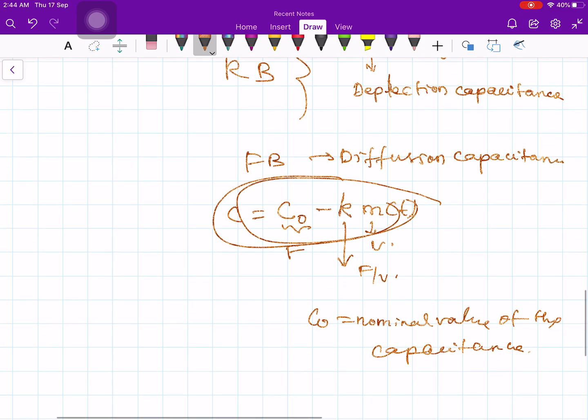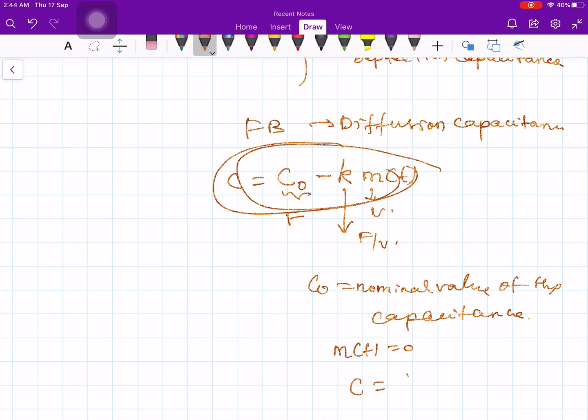Let's say m of t is equal to 0. If you didn't apply the voltage, let us take m of t equal to 0. Therefore C is equal to C naught. And as you apply an external voltage, it varies in this manner, C naught minus K times m of t. So if this is the message signal m of t, and you apply m of t across the reverse biased junction, this will create a capacitance variation. It will not be such a nice linear relation, but let us assume for the time being it is linear. The actual relation may be a little more complicated, and we will discuss that separately.